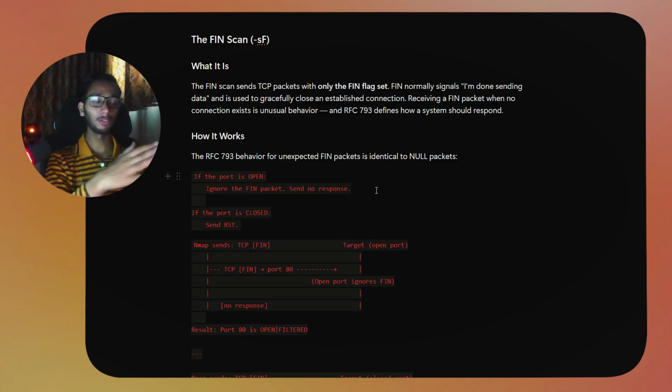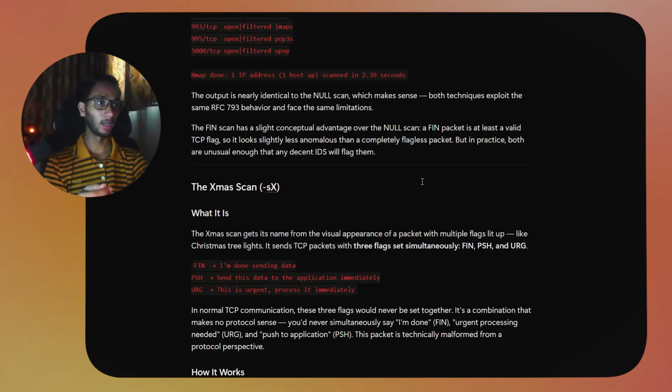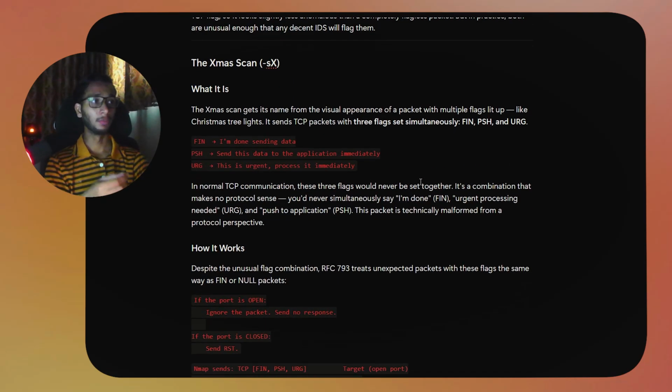It is very similar, but the NULL scan sends a TCP packet with zero flags, and this sends a TCP packet with the FIN flag enabled, right? The output will be very similar as well. Now let's talk about the XMAS scan.